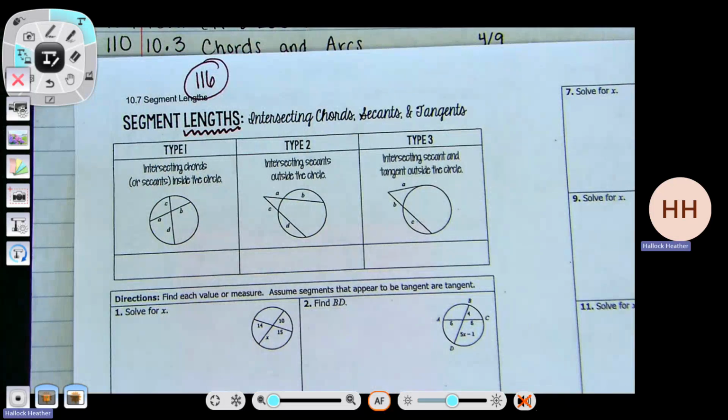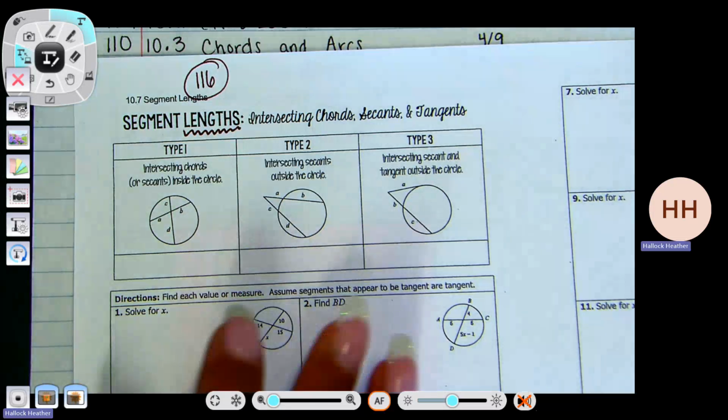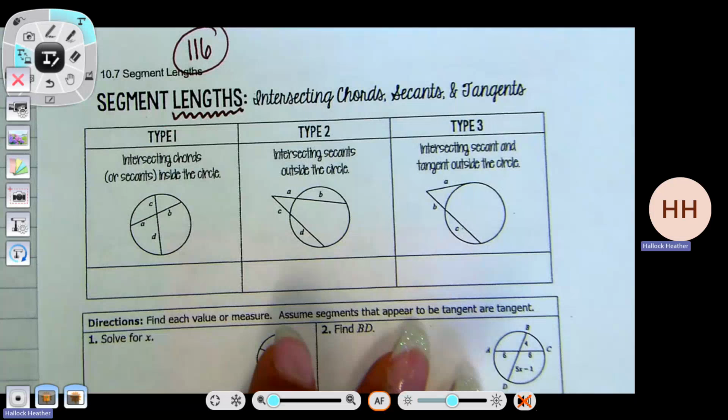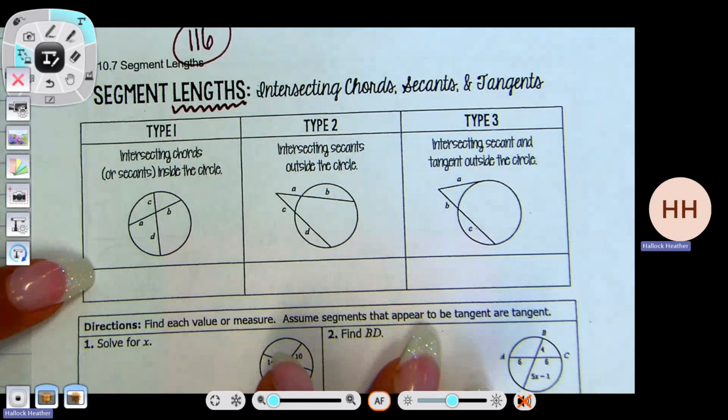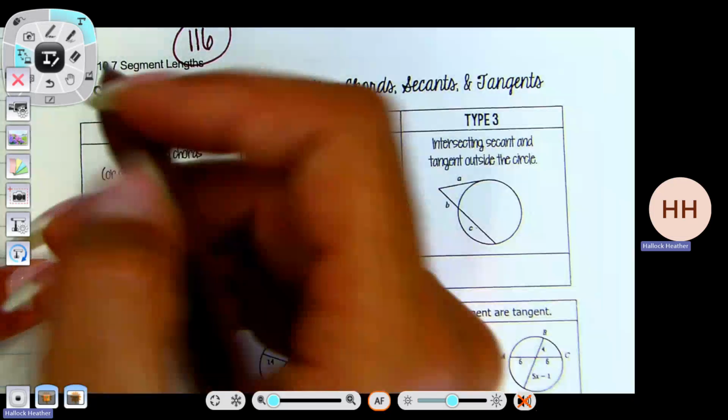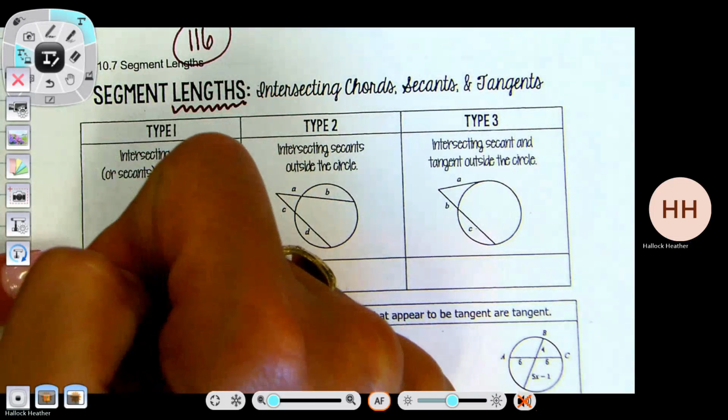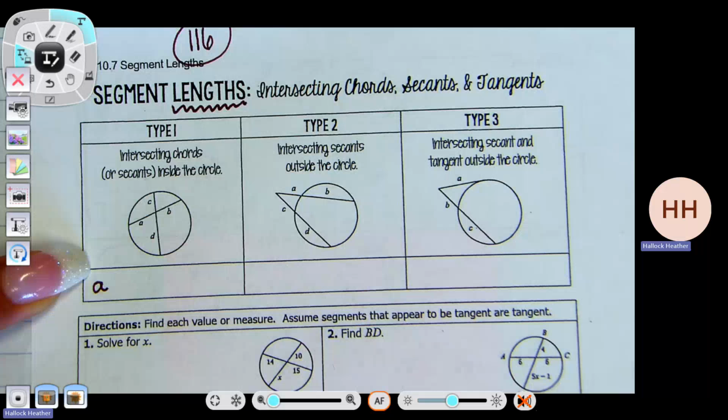So the length ones are nice and beautiful. They're very cute. If it crisscrosses on the inside, to find the length of one of these segments, we're going to pick something. If I pick A, what's on the same line as A?